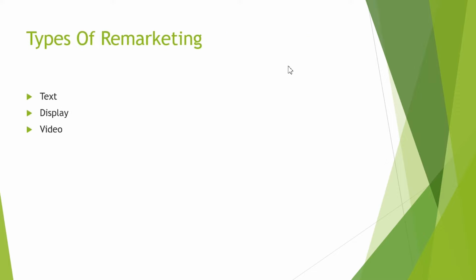Now let's see what are the types of remarketing ads. One is text, second is display, and the other one is video. So there are three formats of remarketing ads.